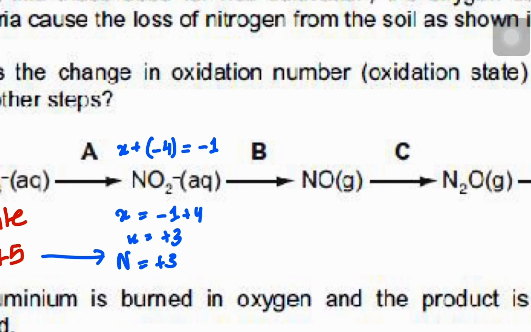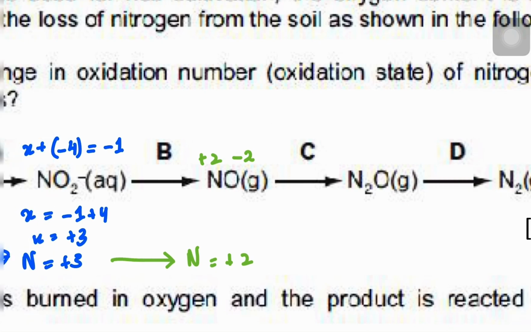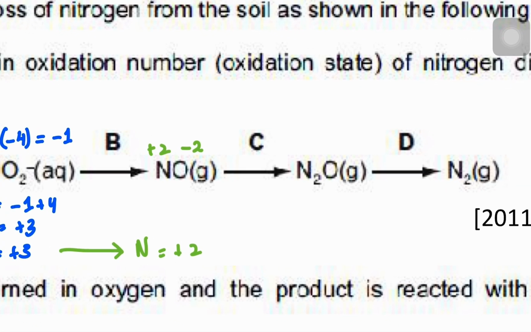In nitrogen oxide, oxygen is -2, nitrogen is +2. So nitrogen here is +2. It is changing then from +3 to +2. In N2O, oxygen is -2. Each nitrogen has to be +1, so that overall it becomes equal to -2. So nitrogen here is +1. So it's changing from +2 to +1.